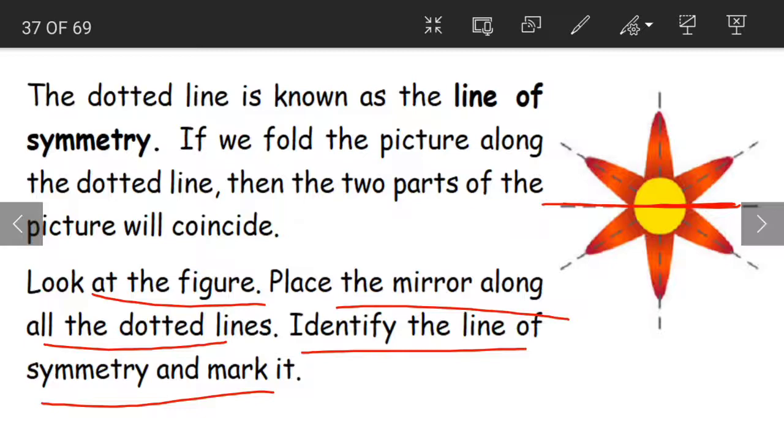place the mirror along any figure you have. Any figure you can find in a textbook or somewhere. With the help of a mirror, you can find out whether the given figure is symmetrical or not, and also you can identify the line of symmetry.